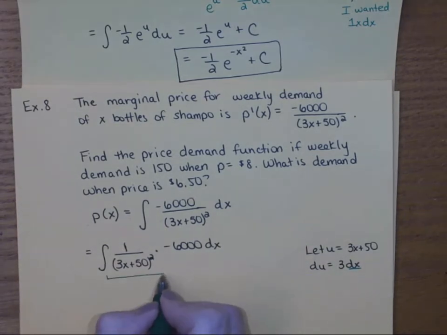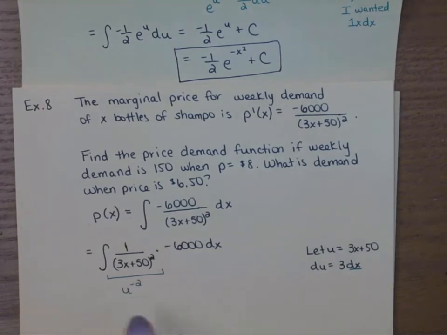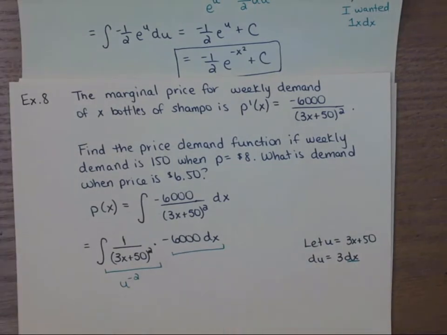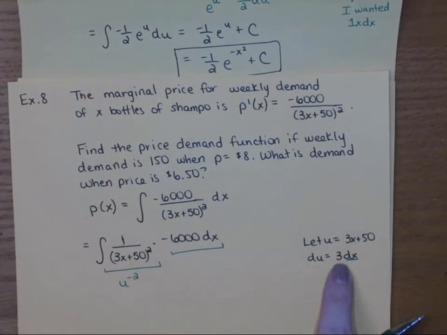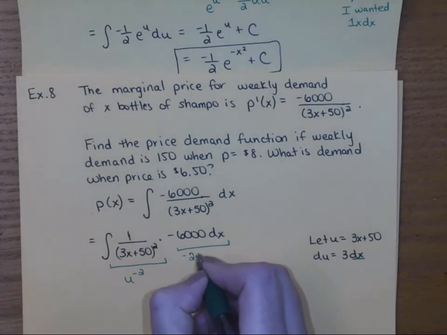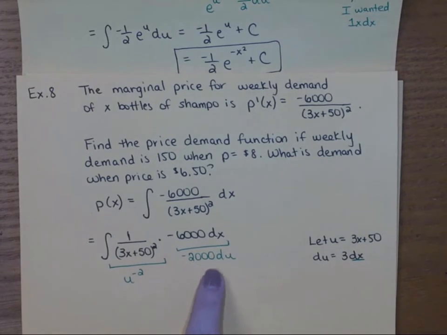Okay, so I think I can do this part just fine. This would just be u to the negative 2 power, right? So in place of this ugly thing, I'm going to replace it with u. But I cannot say this is du. It's definitely not, right? Du is only 3, and I need it to be negative 6,000. So think about that. What could you multiply 3 by that would give you negative 6,000? Well, negative 2,000 would work, right? And then notice, negative 2,000 times the 3 would be perfectly negative 6,000.